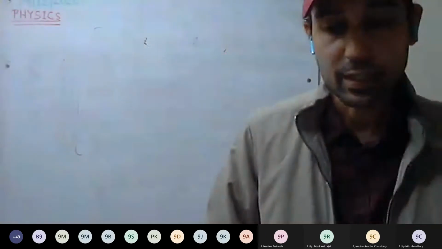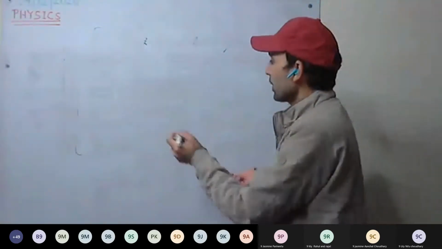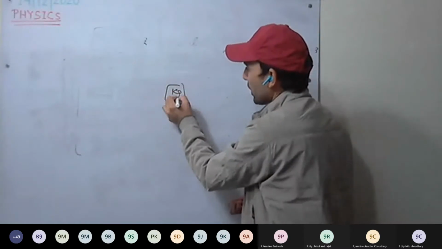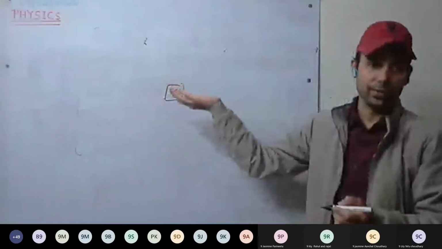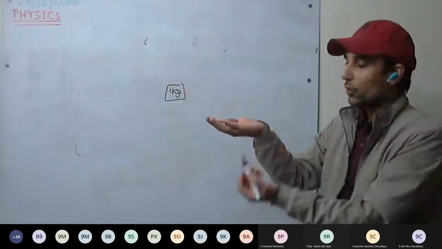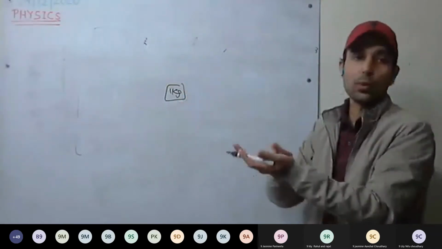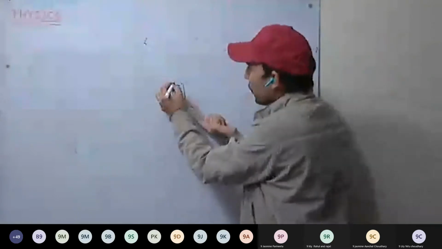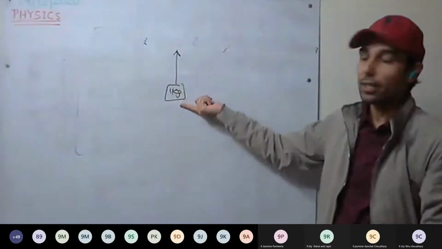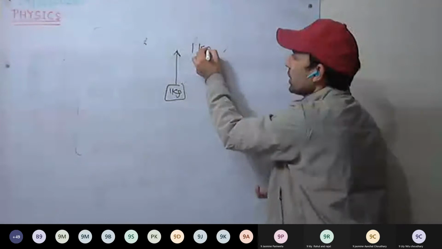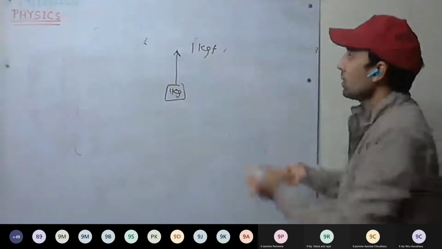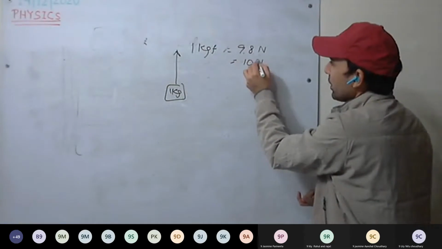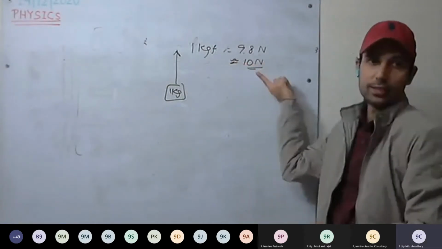Go through it once, 1 minute. There's one more question. If in your palm you are holding 1 kg of mass, how much force do you have to apply to hold that mass in your palm? You'll be applying force in this upward direction, and what is the value of that force? It will be 1 kgf, or equivalent to 9.8 Newton, or 10 Newton.